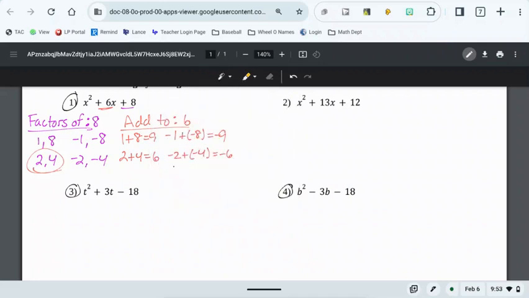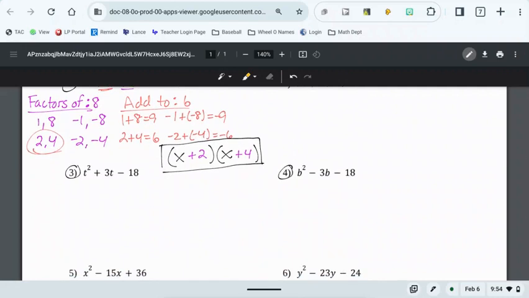So now we write out our template where we have our variable. In this case, our variable is x. And then remember, the other two blank spaces that go next to those x's are the factors of c. So in this case, we have a +2 and a +4. And that will end up being our final answer. Now there's a way we can check this.